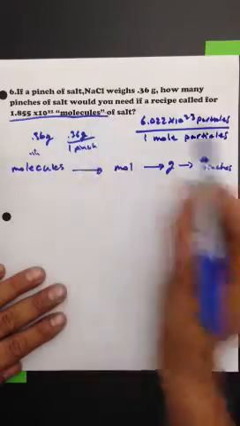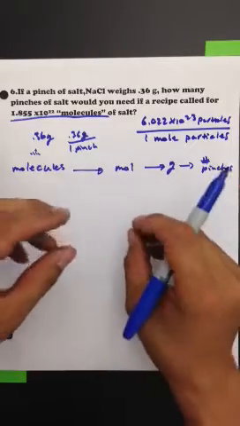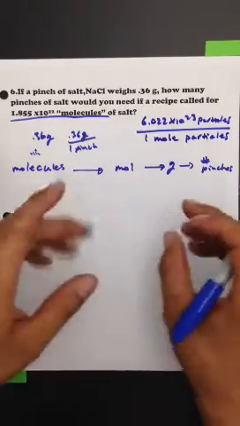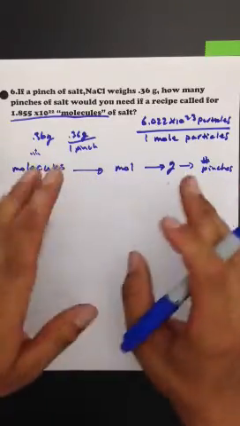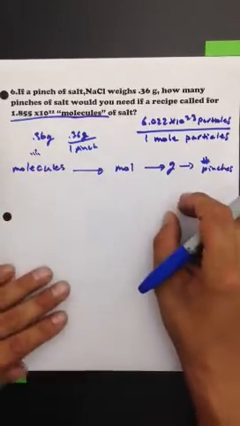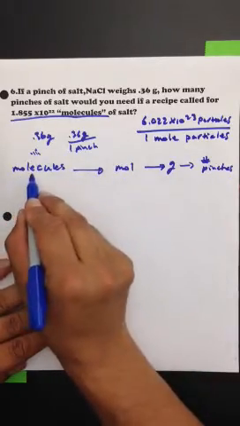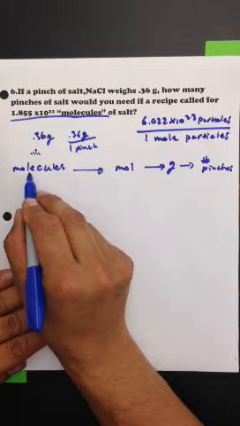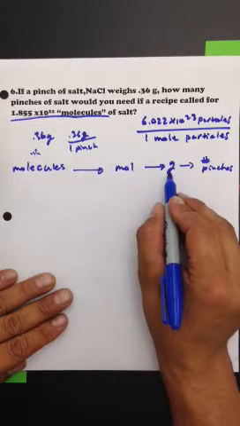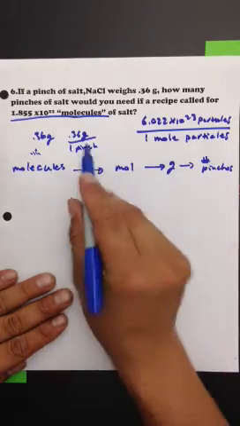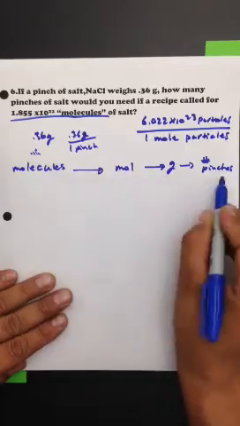Molecules is also in quotes because NaCl is not really a molecule, it's discrete. It's actually NaCl, NaCl, NaCl. One Na and one Cl are always together, so we just treat them like they're one molecule. More on that later. So we have to convert from molecules to moles, moles to grams, and then from the grams figure out how many pinches are in there. So let's do this part first, and then this part second.